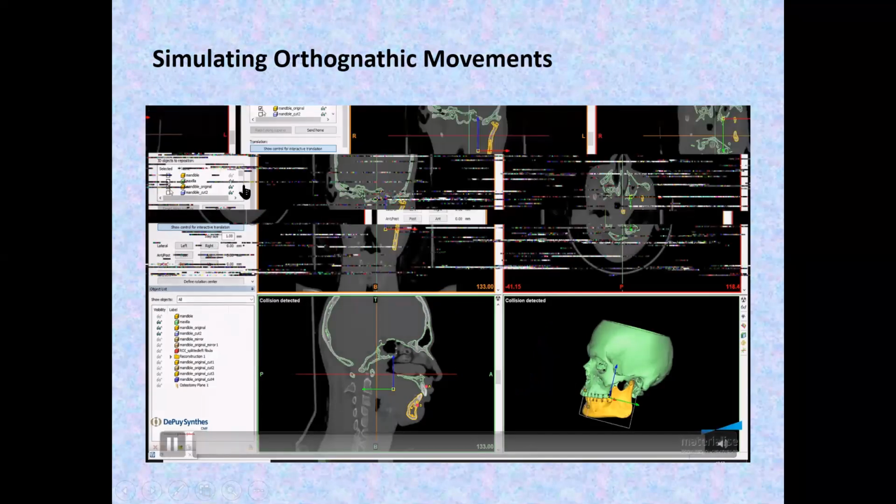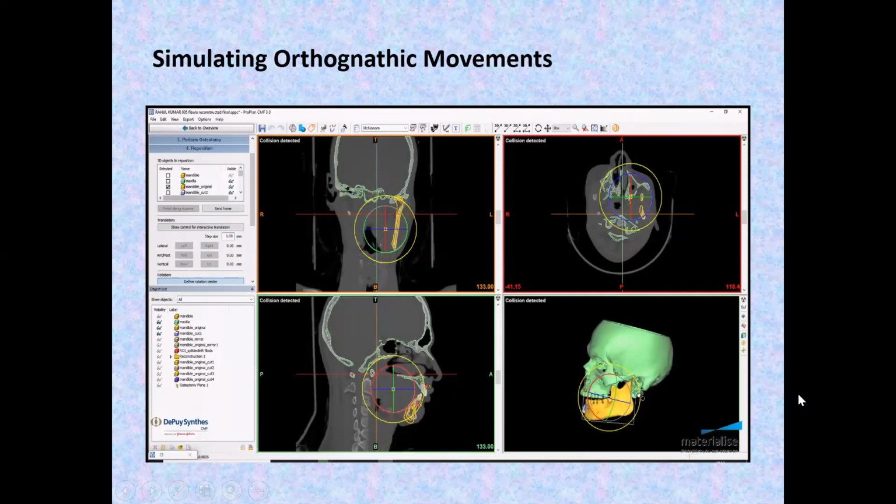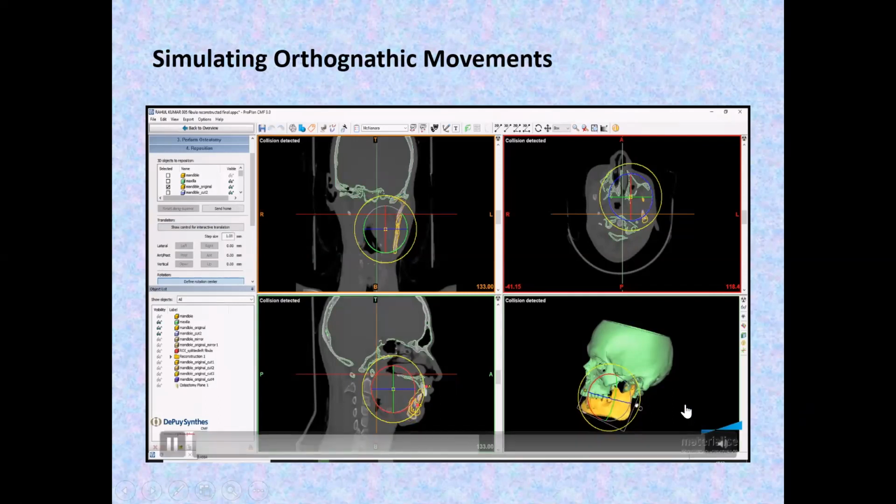Similarly, I've checked whether I've selected the right thing that I want to move, and then I'll activate the controls for rotation or translation, whatever I want, and then I can move it manually or by giving a minimum step size like 1 mm or 2 mm or whatever movement I want.